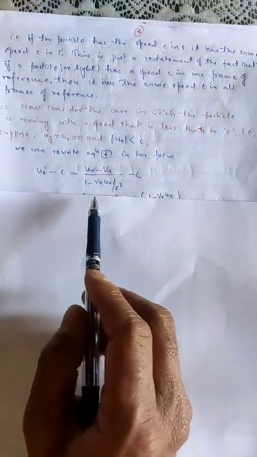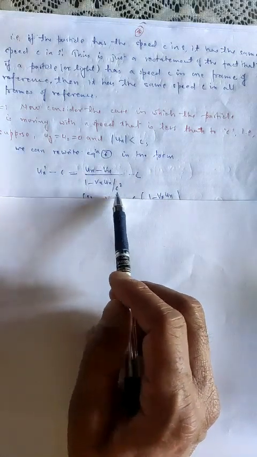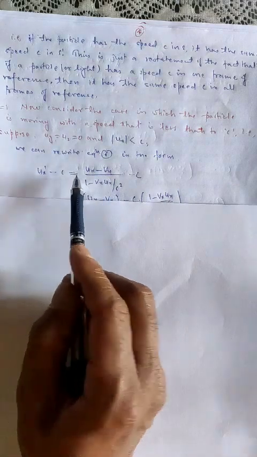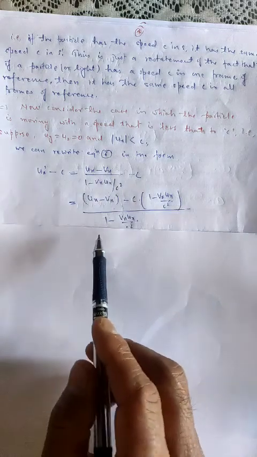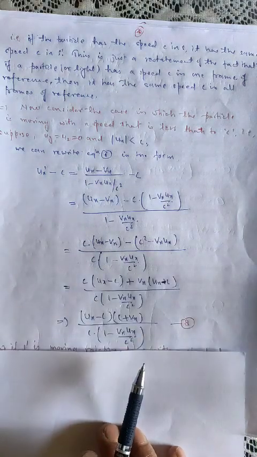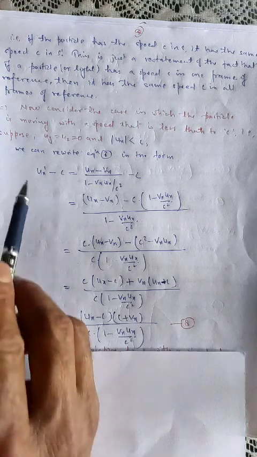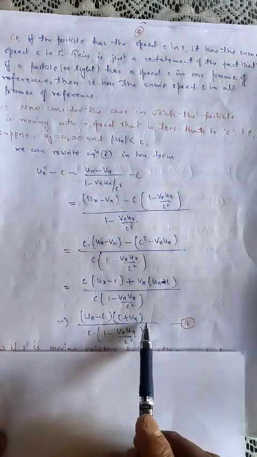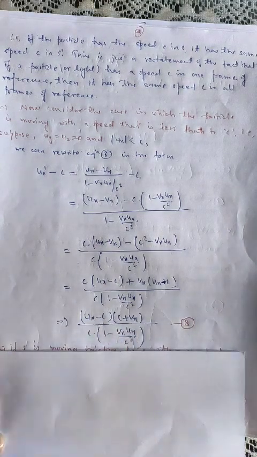Now consider a case in which a particle is moving at a speed that is less than c. Suppose again that uy is equal to uz is equal to 0 and ux is less than c. From equation number 6, we have ux prime is equal to ux minus vx divided by 1 minus vx ux divided by c square. Taking ux prime minus c and subtracting c on both sides, with simple algebra simplifying these terms, we finally end up with equation number 8, where ux prime minus c is equal to ux minus c times 1 minus vx divided by c, divided by 1 minus vx ux divided by c square.